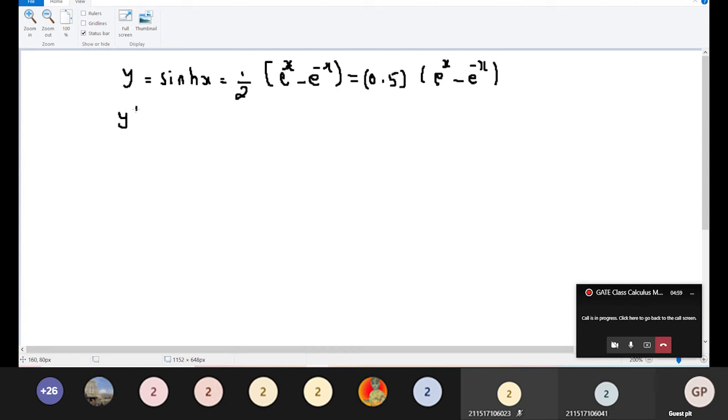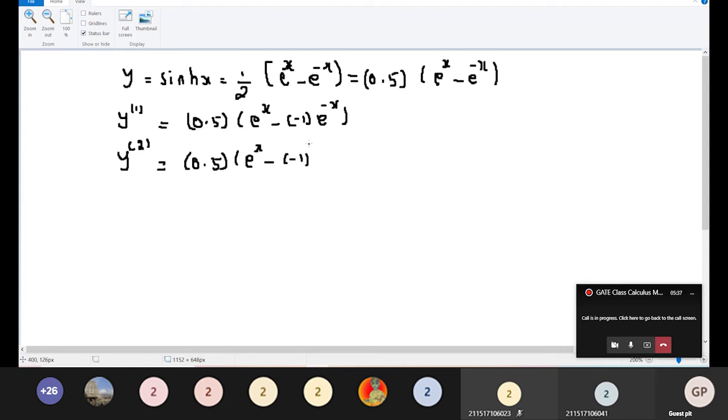First derivative: it will be 0.5 into e power x minus into minus 1 into e power minus x. I hope you understand this. Differentiating with respect to x, second derivative: 0.5 again, e power x minus minus 1 power 2 e power minus x.